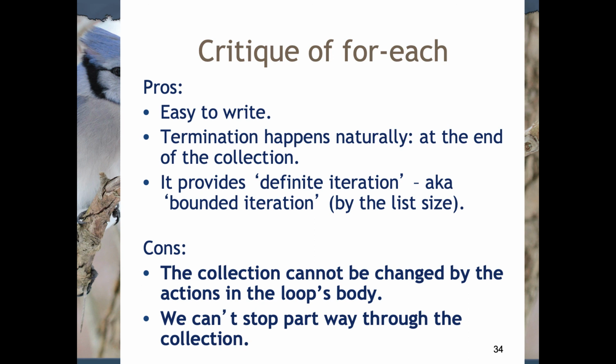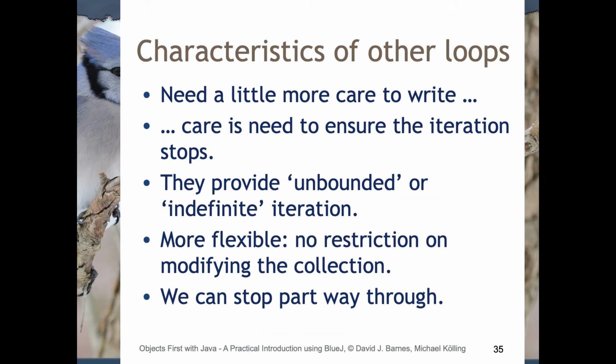So take care choosing to use a for each loop. Don't choose it simply because it's the kind of loop that you're most familiar with. Make sure that it's appropriate for the task that you're trying to code. So it's maybe worth considering what some of the characteristics of other loops that we will eventually introduce are. So other loops such as a while loop, a do loop, and a for loop, as distinct from a for each loop, they need a little bit more care to write, in particular to ensure that the iteration stops.